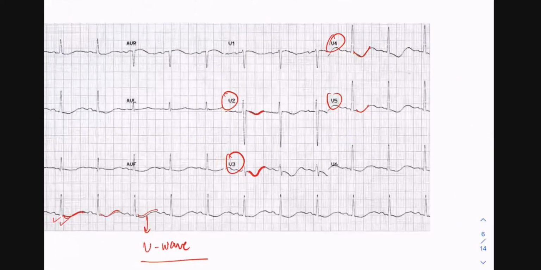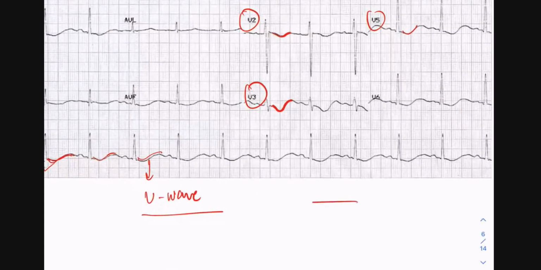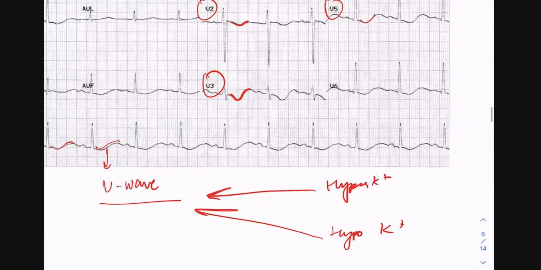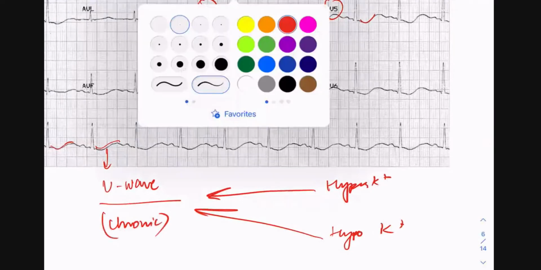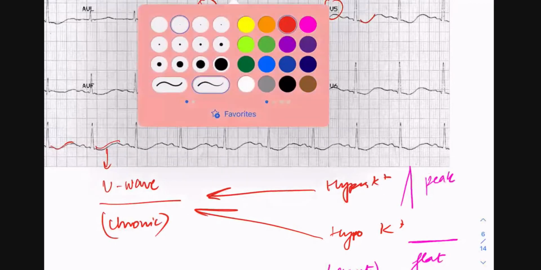And this U wave, to be honest, is a progression of either hyperkalemia or hypokalemia. They can both progress to U waves. So this is more of a chronic potassium disturbance. In a more acute potassium disturbance, remember with hyperkalemia, you see peaked T waves. With hypokalemia, you see flat T waves, more acutely. More chronic, they can both progress to U waves.